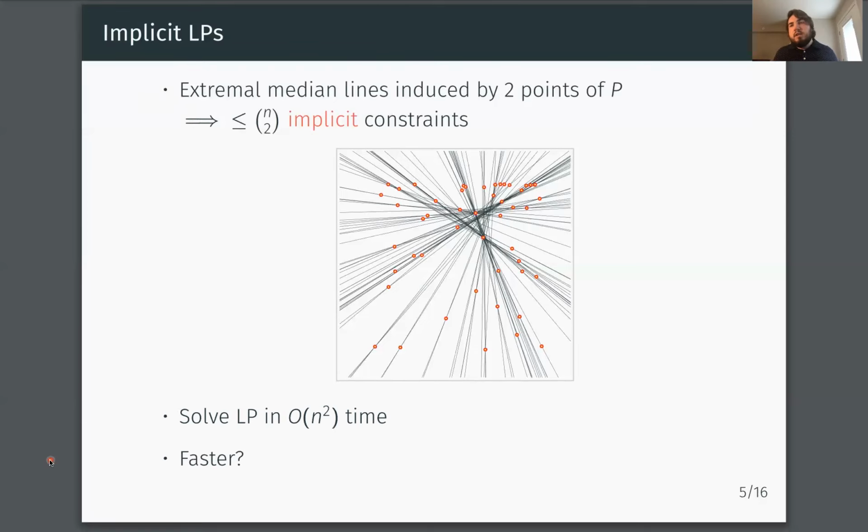But of course, I claimed that we can get an n log n algorithm for this. So how do we get anything faster? The idea behind this is to exploit the fact that the constraints we have are not just n squared arbitrary constraints. These are constraints with some sort of structure to them, right? The constraints come from the fact that they're induced by 2 points of P. And we're going to exploit that implicit structure in order to get a faster algorithm.